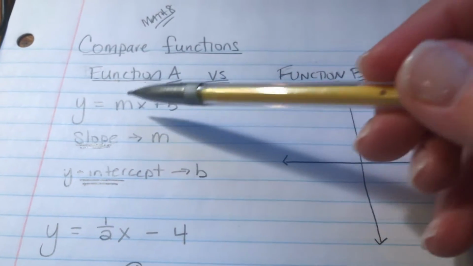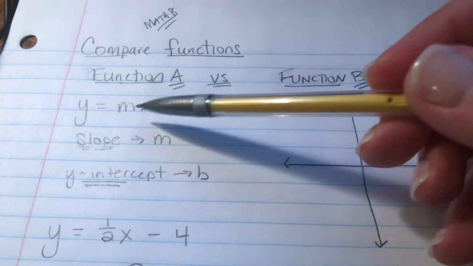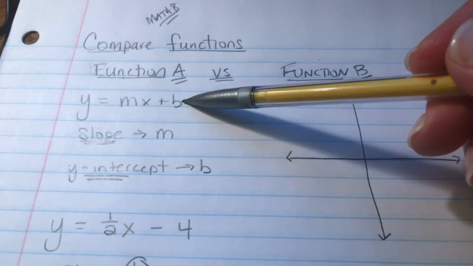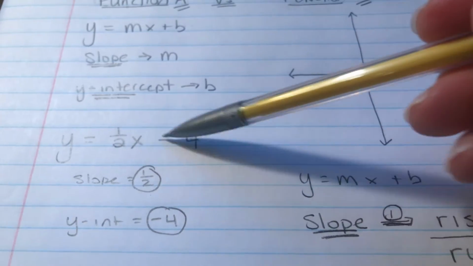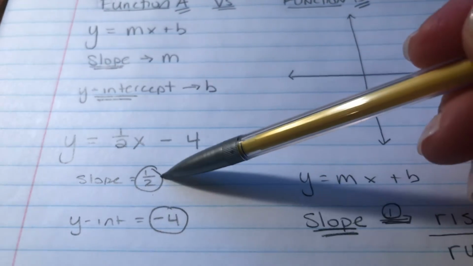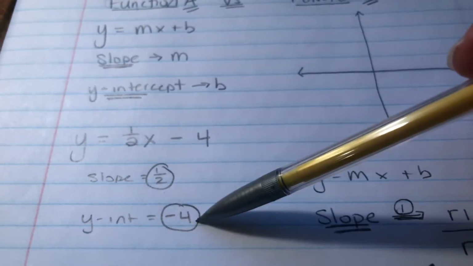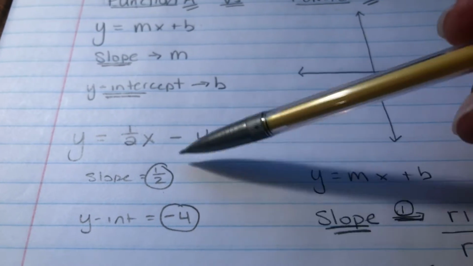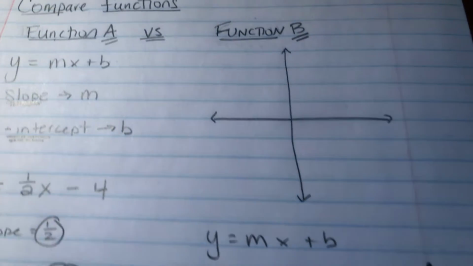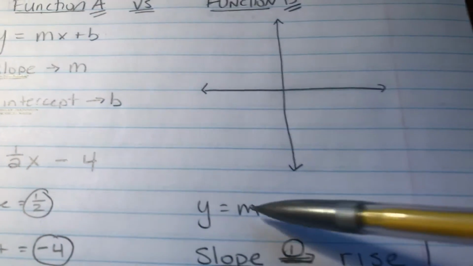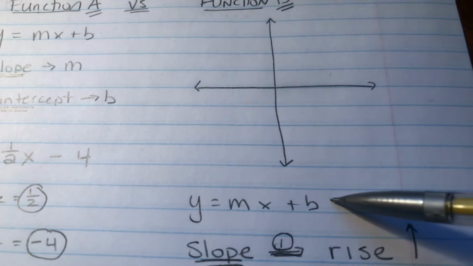So remember in our equation, y equals mx plus b, m is our slope, and b is our y-intercept. So if our equation is y equals 1/2 x minus 4, our slope is 1/2, and our y-intercept is -4. We're going to come back to this in a moment. Now, if you're given a graph, you have to determine, again, what is your slope and what is your y-intercept.